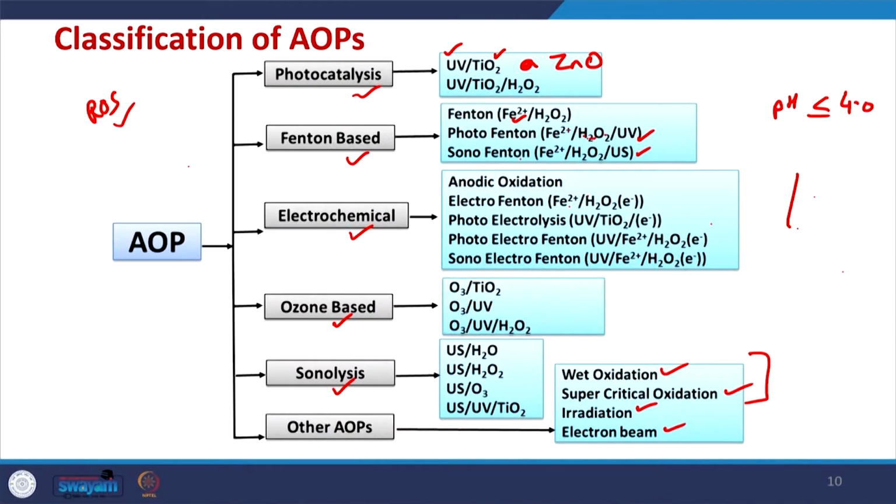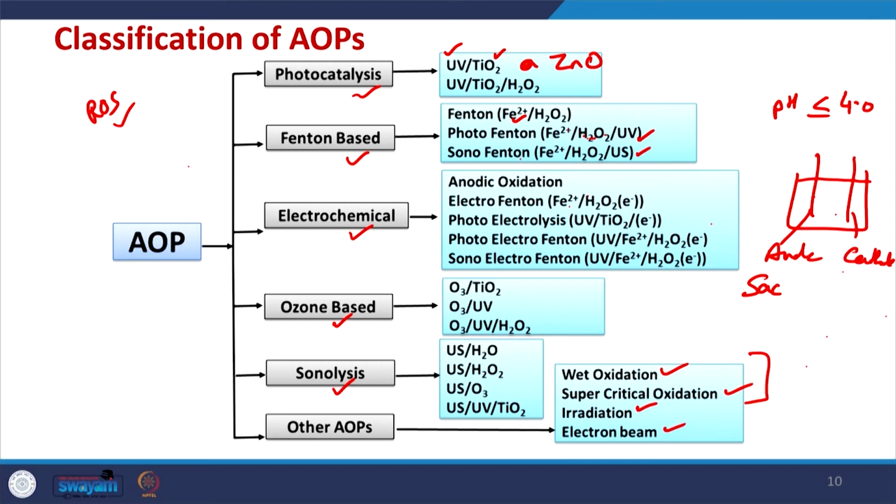Similarly, electrochemical methods are used. In the electrochemical methods we have two electrodes, one is the anode and another is the cathode. Now, depending upon the type of anode being used and the type of wastewater being treated, different possibilities are there. One of the key possibilities is that the anode is sacrificial, so that means it will dissolve into the water itself.